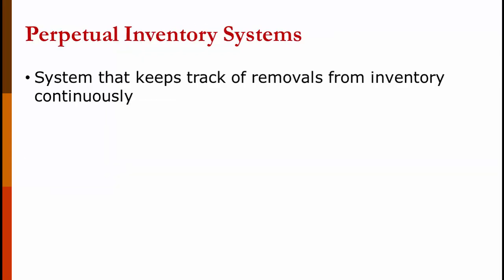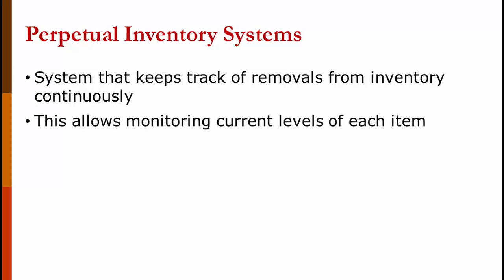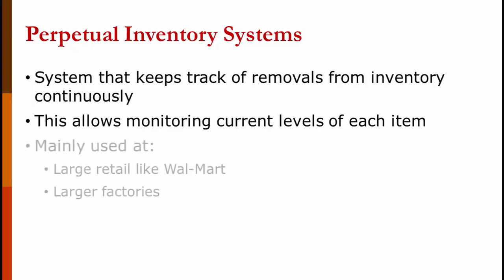A perpetual system is a system that keeps track of removals from inventory continuously using a computer and a barcode scanner most likely. This system allows us to know approximately, not exactly, but approximately how many of each item we have in inventory at any point in time. I say approximately because of human error. You'll find this at large retailers like Walmart and larger factories.